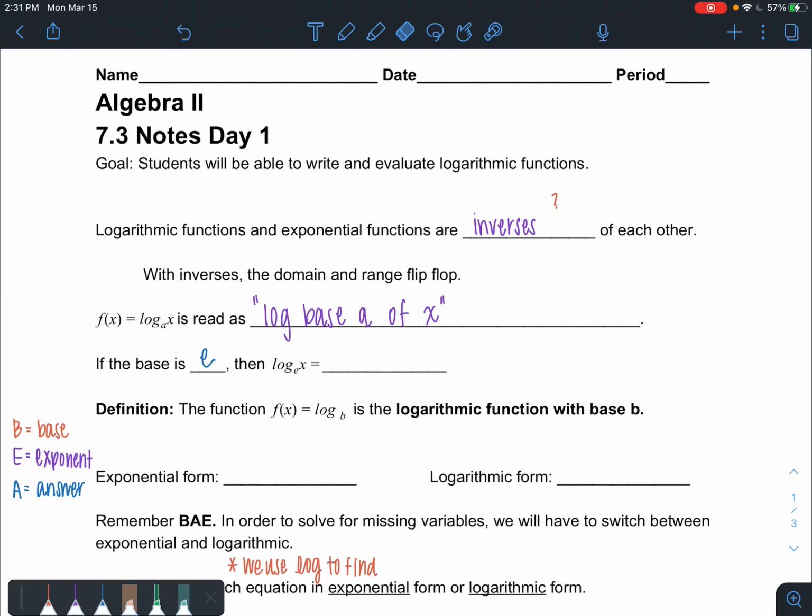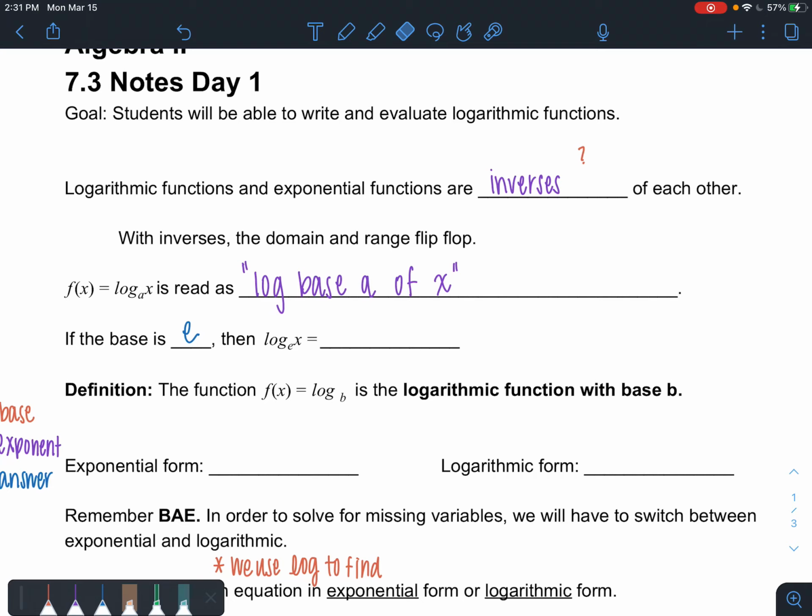So this first note here is that logarithmic and exponential functions are inverses of one another. But what does that really mean? I'm going to show you with a Desmos.